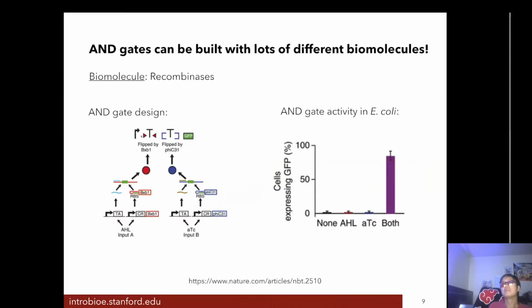Recombinases are proteins that invert segments of DNA. So the first recombinase in this AND gate design is BXB1. BXB1 expression is stimulated by a molecule called acyl homoserine lactone. So this is just a molecule you can add to the cell. When you add it to the cell, you get expression of BXB1. BXB1 then looks for its recognition sequences, which are segments of DNA in this cartoon indicated by little red arrows. When it finds the DNA that it recognizes, it will actually invert the part in the middle.